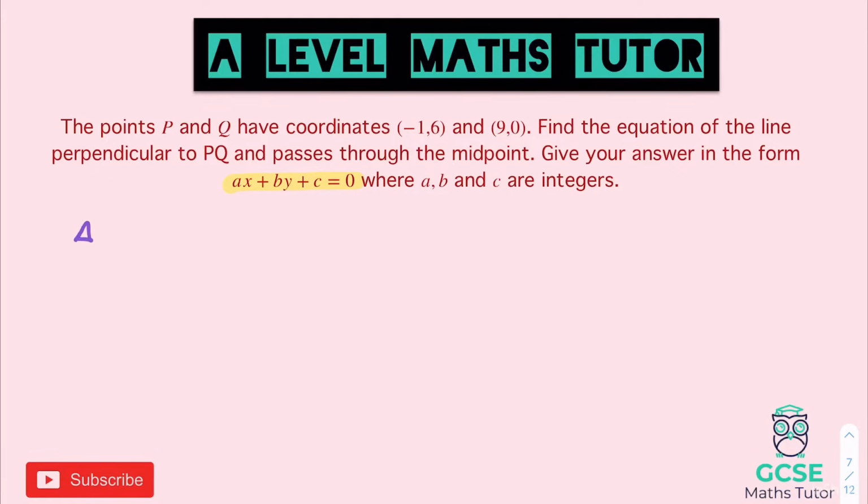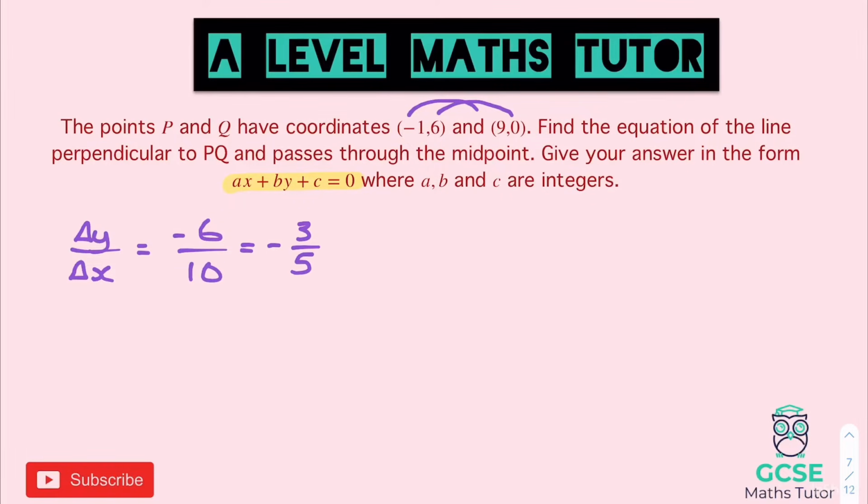So looking at our change in y, that's going to give us a value from 6 to 0, and that is a value of negative 6. So here we go, minus 6 is our change in y, and our change in x is going to be from negative 1 to 9. And from negative 1 to 9 is a value of 10. And again, we can simplify that, that's going to become negative 3/5.